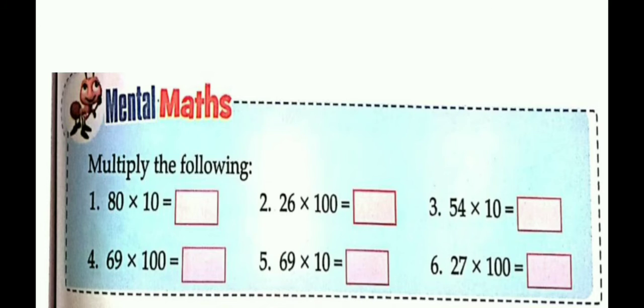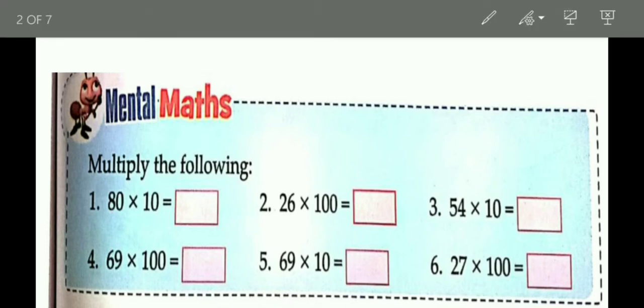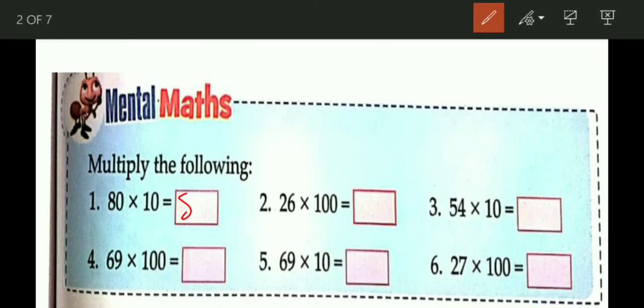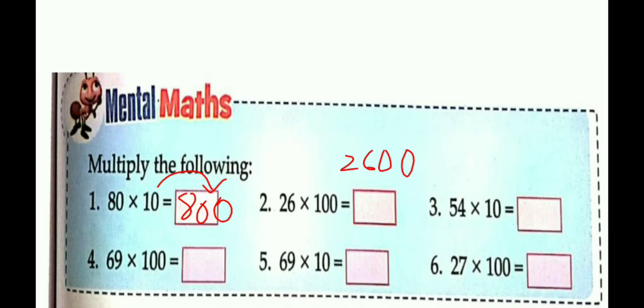Okay, now you can try and do this exercise from your textbook. The first one is 80 into 10. So what will you write here? 80 into 10. 80 will remain the same, and you only have to add another 0 at the end. Yes or no? So it will be 800. Yes or no? So even this one here, 26 into 100. So you will write the answer. First you will write 26, then 2 zeros at the end. Yes or no? So you try and do this exercise from your textbook.